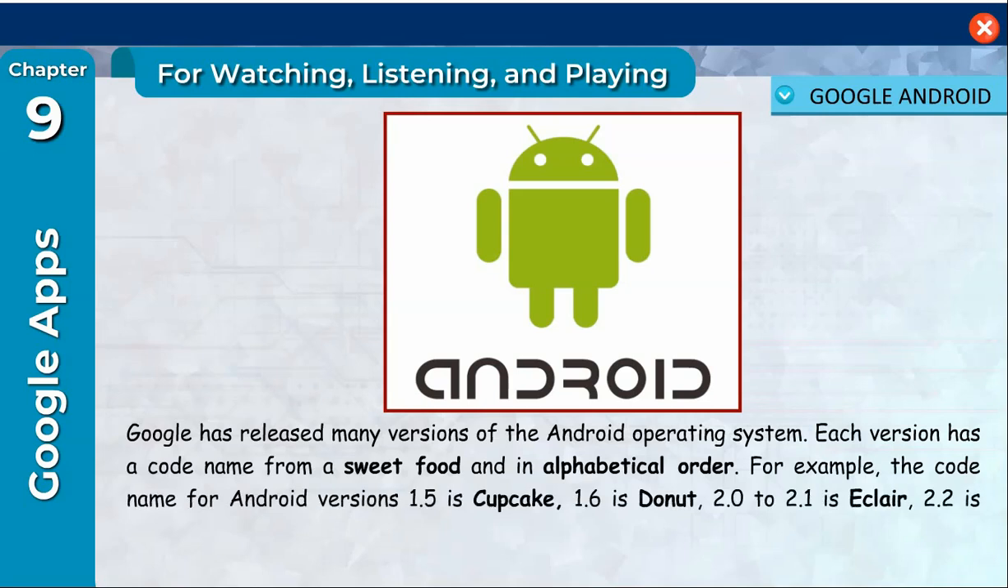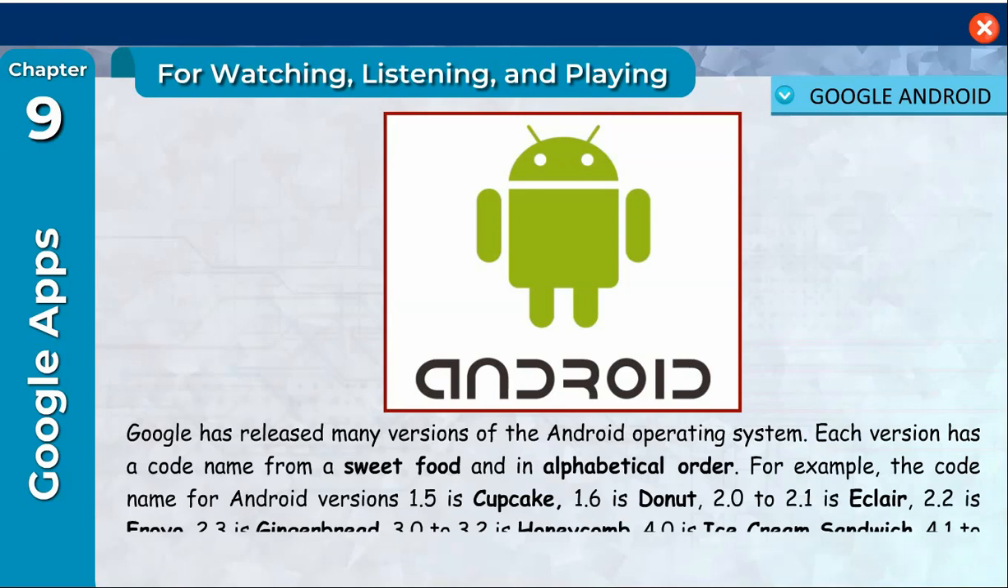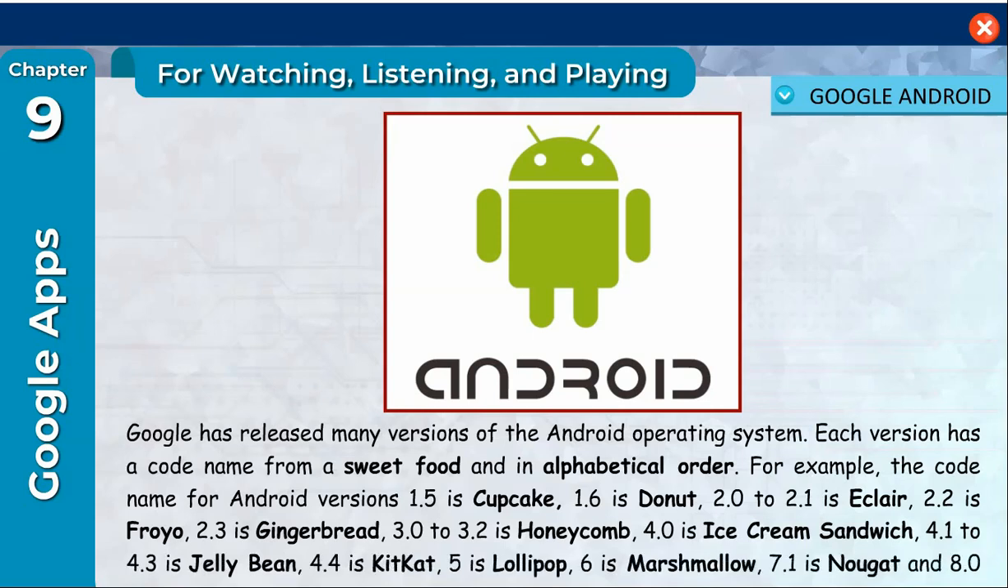For example, the code name for Android version 1.5 is Cupcake, 1.6 is Donut, 2.0 to 2.1 is Eclair, 2.2 is Froyo, 2.3 is Gingerbread, 3.0 to 3.2 is Honeycomb, 4.0 is Ice Cream Sandwich, 4.1 to 4.3 is Jelly Bean, 4.4 is Kit Kat, 5 is Lollipop, 6 is Marshmallow, 7.1 is Nougat, and 8.0 is Oreo.